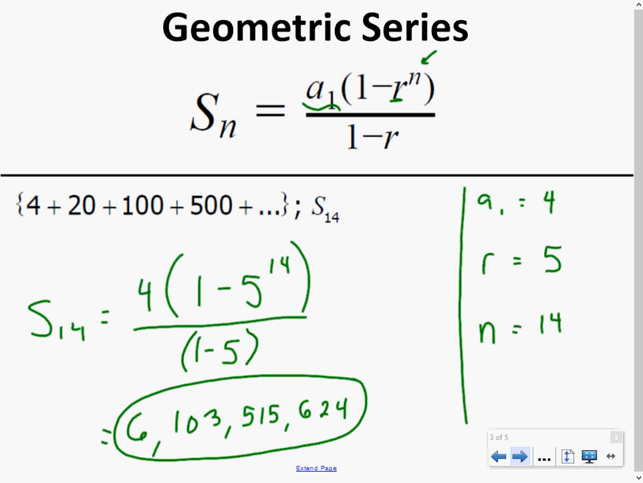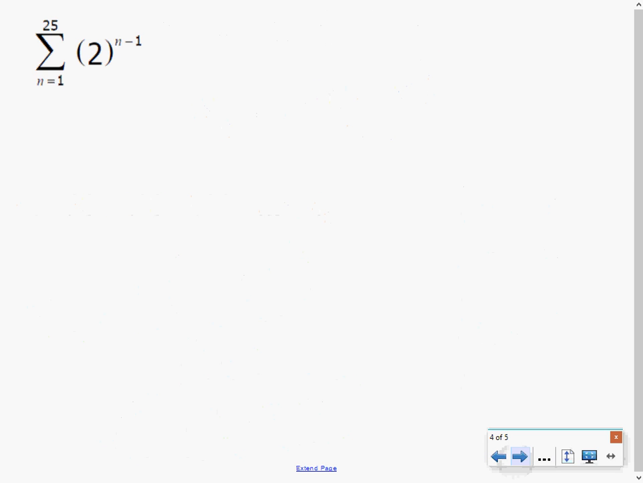Now again, we're not just finding the terms, which we know are going to be huge because it's being multiplied by 5 each time. But then on top of that, we're turning around and we're actually adding them all together. So yes, this is going to be a massive number. That's not super uncommon with geometric sequences. Now let's look at one that has summation notation.